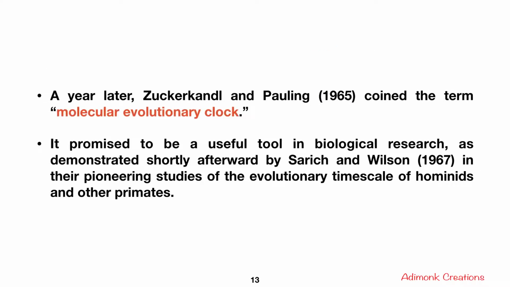And a year later, in 1965, Zuckerkandl and Pauling finally coined the term molecular evolutionary clock. It promised to be a useful tool in biological research, as demonstrated shortly afterward by Sarich and Wilson in 1967 in their pioneering studies of the evolutionary timescales of hominids and other primates.